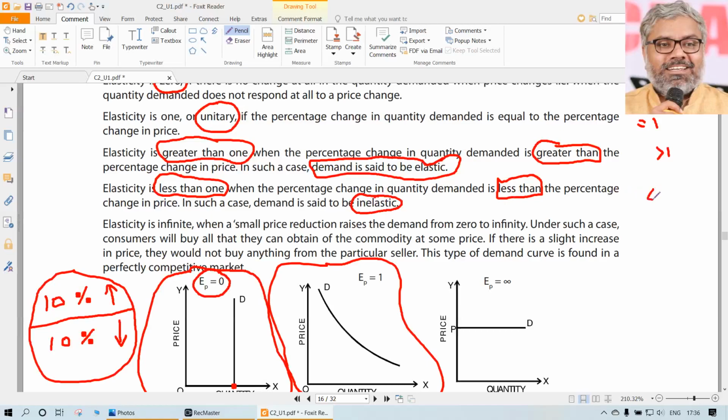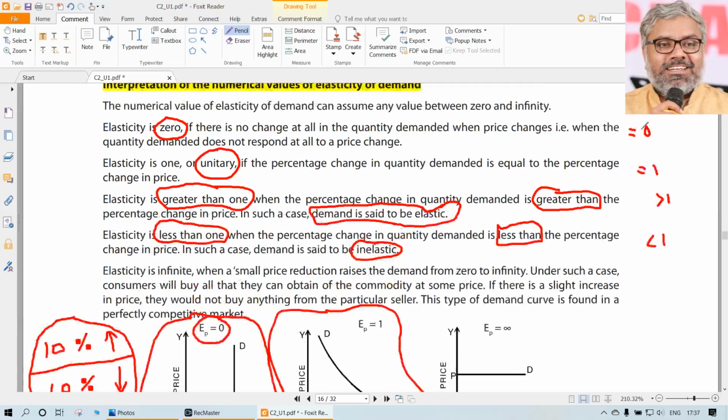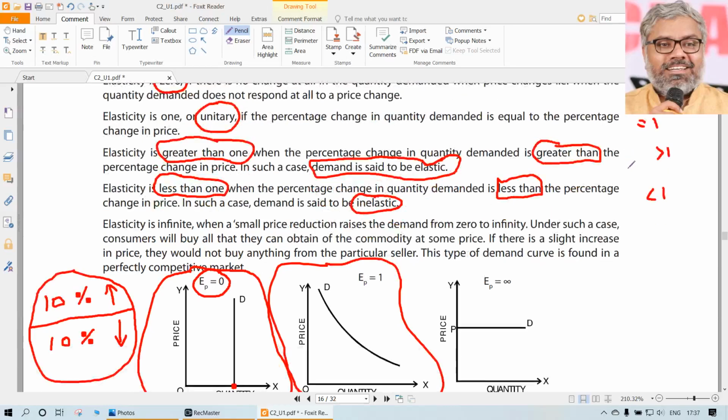So that is the case where the elasticity of demand is less than 1. If it is less than 1, we can call that inelastic. Greater than 1, we can call that elastic. Equal to 1, we can call that unitary elastic. Equal to 0, we can call that perfectly inelastic. There is no link between quantity demanded and price at all.